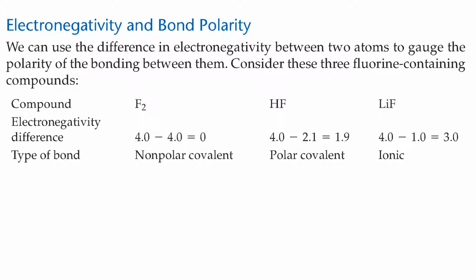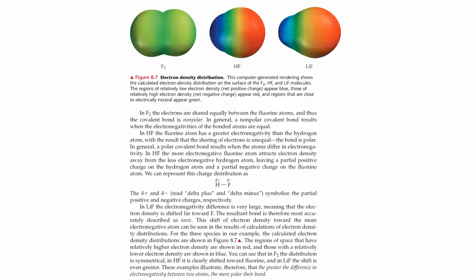Electronegativity and bond polarity. We can use the difference in electronegativity between two atoms to gauge the polarity of the bonding between them. Consider these three fluorine-containing compounds. F2, nonpolar covalent. Hydrogen fluoride, or hydrofluoric acid, polar covalent. Lithium fluoride, ionic. In F2, the electrons are shared equally between the fluorine atoms, and thus the covalent bond is nonpolar. In general, a nonpolar covalent bond results when the electronegativities of the bonded atoms are equal.